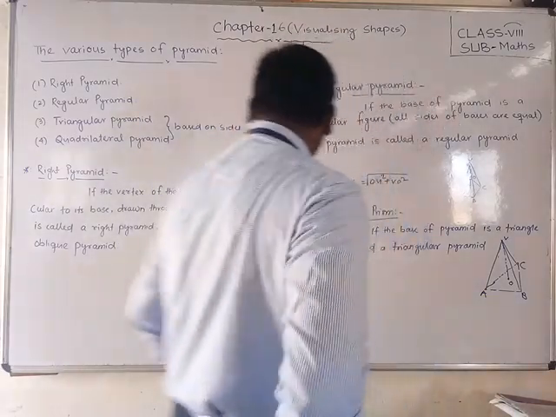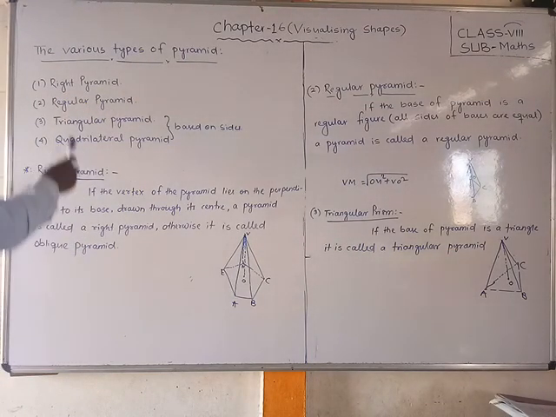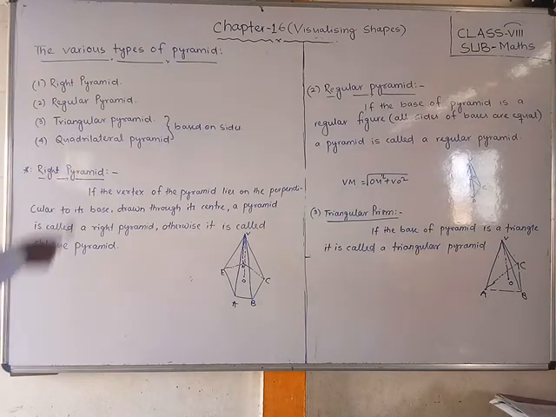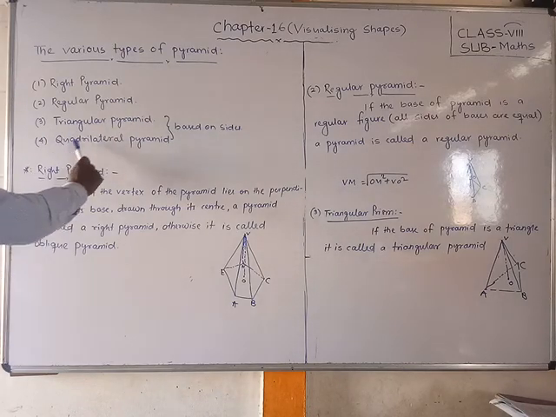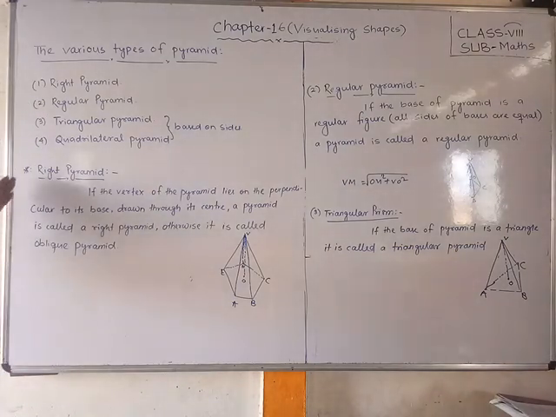Now students, see here I have written four different pyramids: a right pyramid, a regular pyramid, a triangular pyramid and a quadrilateral pyramid. The last two are just based on the size of the base, and the right pyramid is one special type. First of all we will discuss what a right pyramid is.